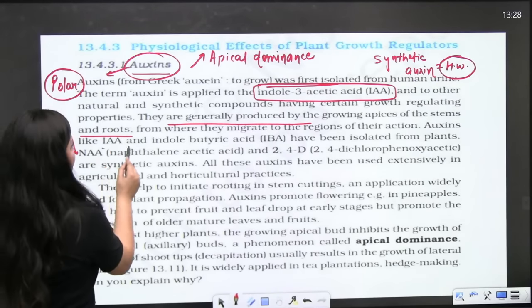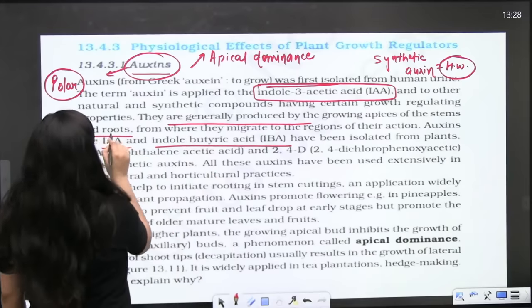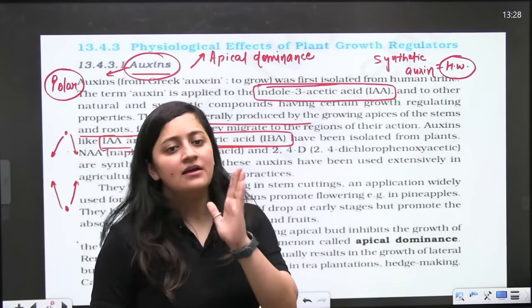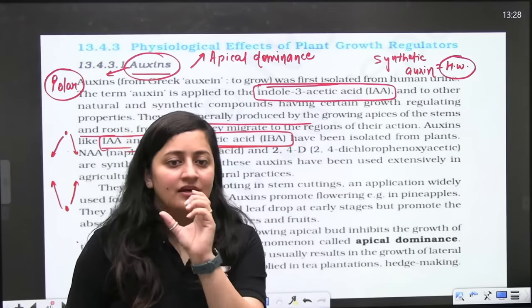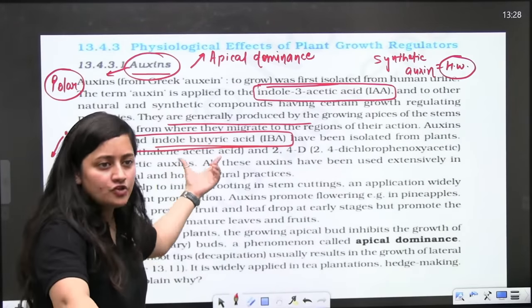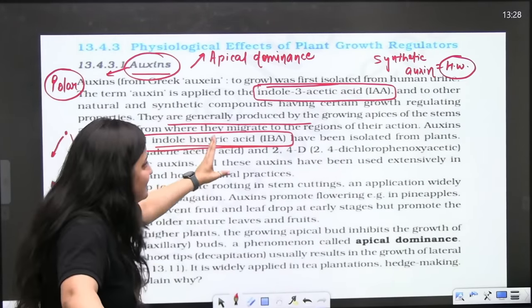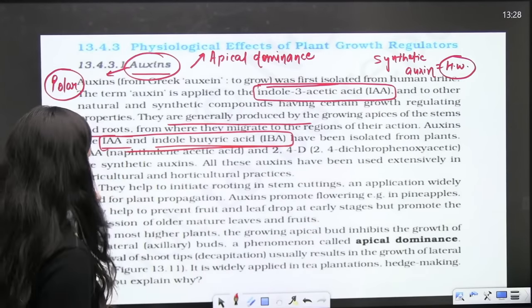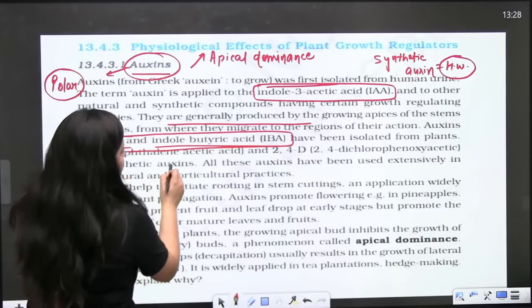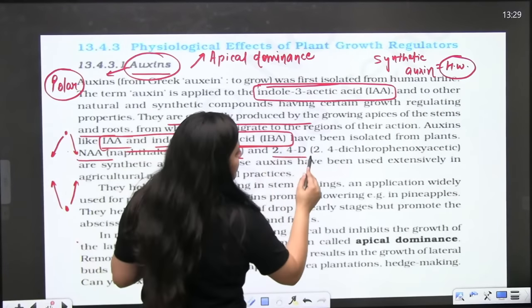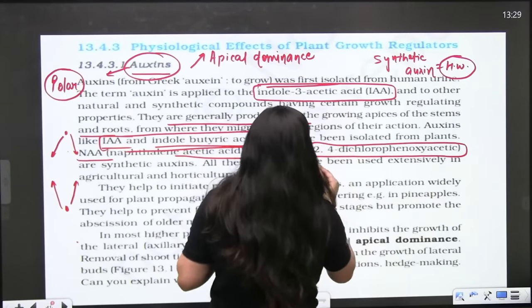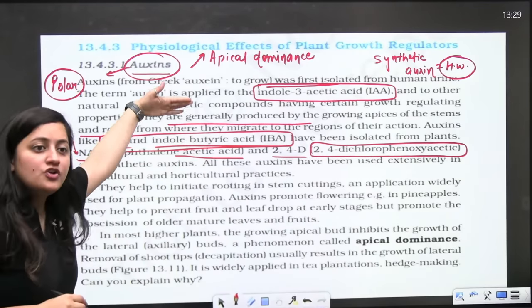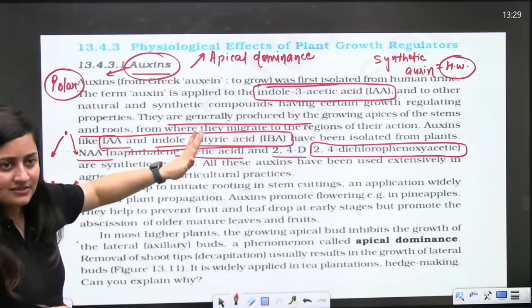As I said, IAA, IBA are natural plant hormones. You can write it down in your notes, bachche. IAA and IBA are the natural auxins: indole 3 acetic acid and indole butyric acid. Important it is. Then comes NAA, naphthalene acetic acid, and 2,4-D, 2,4-dichlorophenoxyacetic acid. Both of them are synthetic auxins. So this question is important: natural auxin and synthetic auxin.